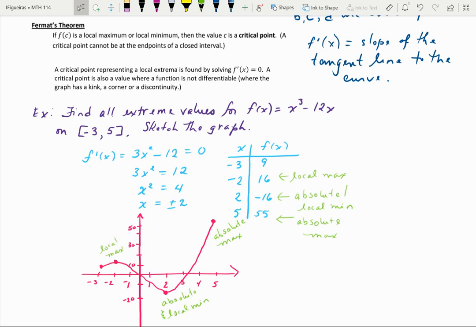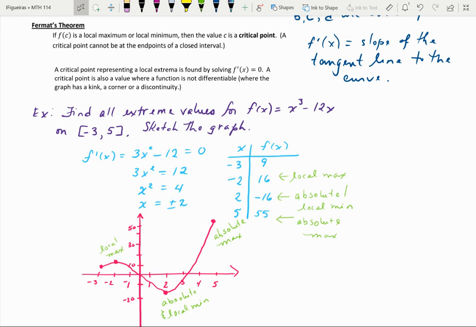F of x is what we consider to be a polynomial function. Remember, polynomial functions are defined over all real numbers. There are no restrictions to the domain. It is continuous everywhere, therefore it is definitely continuous from -3 to 5. So based on the extreme value theorem, I should be able to find maxes and mins here.